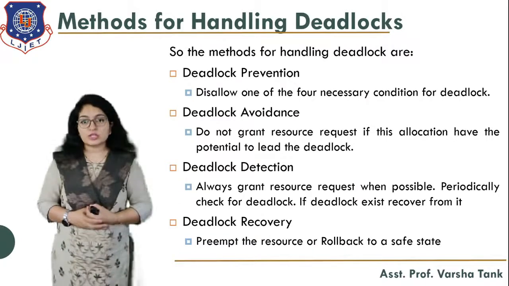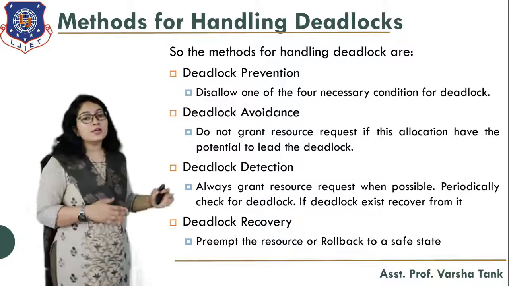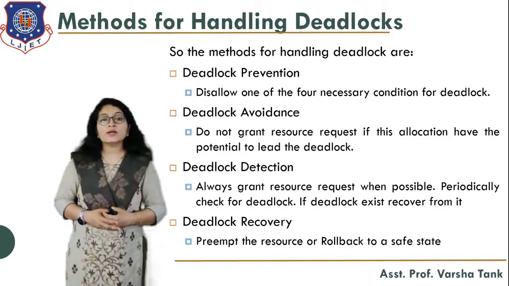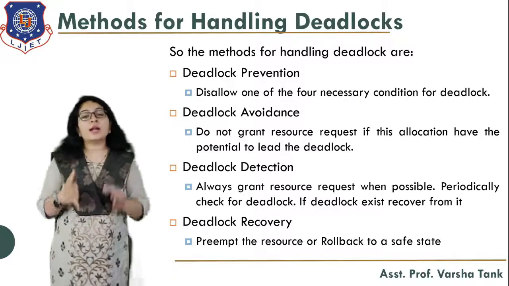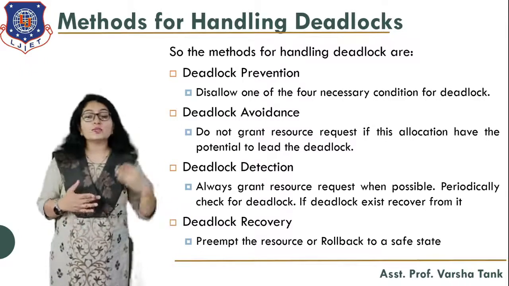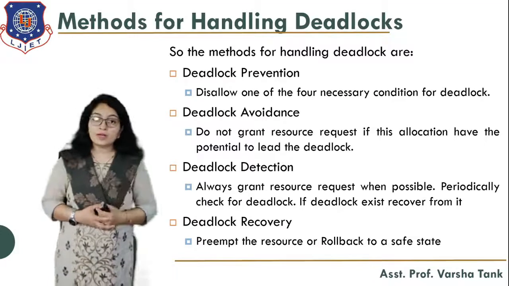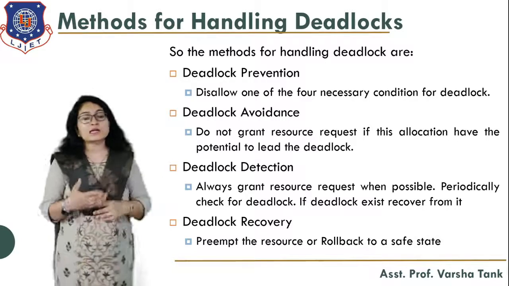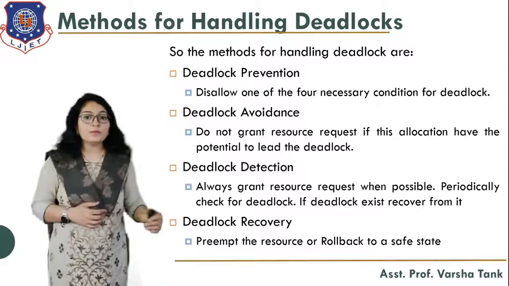Then deadlock detection. That means always grant the resource request when possible. We periodically check for the deadlock, and if deadlock exists, then recover from it. So deadlock detection means we will allow the deadlock to occur. If a deadlock is there, then we will detect where the deadlock is and who is forming it, and then we have to recover from the deadlock. Here one thing we have to keep in mind is that we always grant the resource request when it is possible.